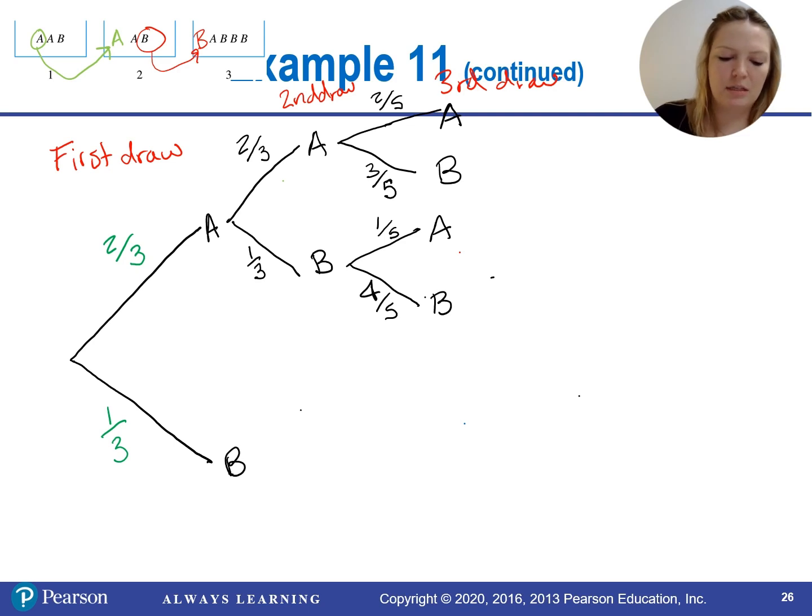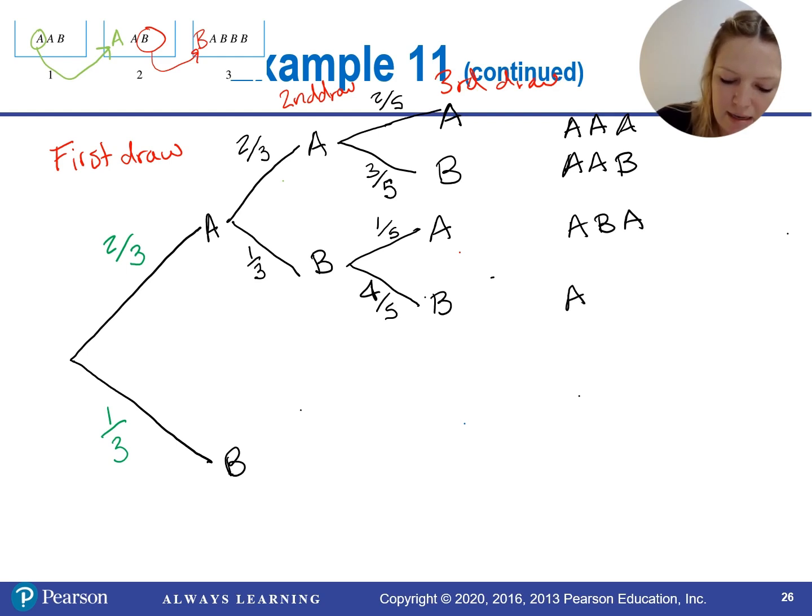So along the outcome where we first draw an A, we can have A, A, A, A, A, B, A, B, A, A, B, B. But the outcome space, the event, we're only interested in the last letter.